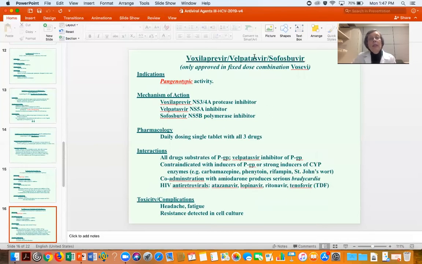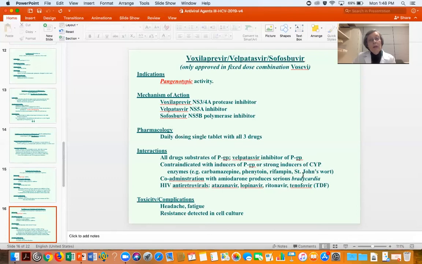So then we have the same combination adding voxilaprevir. So this is pan-genotypic. Voxilaprevir is a protease inhibitor, so now we have drugs that target all three of our viral targets. And we get daily dosing of a single tablet that contains all three drugs. All the drugs are substrates of P-glycoprotein, and velpatasvir is an inhibitor of P-glycoprotein. It's contraindicated with inducers of P-glycoprotein or strong inducers of the CYP enzymes.